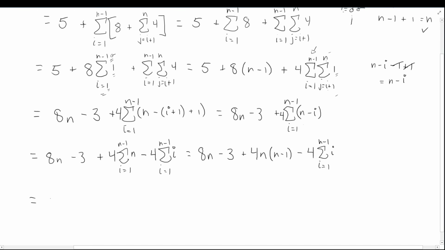So in my next step, again, maybe I'll simplify things a little as I go. I've got my 8n minus 3, leave that as it is for a moment. I'm going to get a plus 4n squared when I multiply that out, and it looks like I'm going to get a minus 4n as well when I multiply that out. And then I'm going to get a minus 4 whatever I do with this sum. What do I do with this sum?